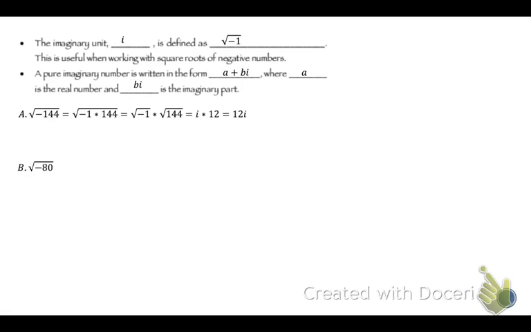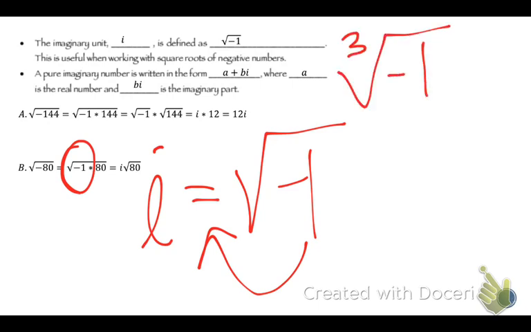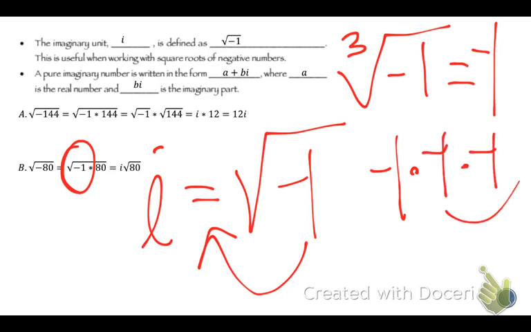Let's do this one. So square root of -80. That's -1 times 80, which is i times the square root of 80, because you can pull this out. So anytime you have a negative under a square root, you can pull out an i. Okay? But remember, I went over this in class, but if you have a cube root and there's a -1 under there, you can do that. That is -1 because -1 times -1 times -1 equals -1. Okay, if you're confused about that, ask questions in class.